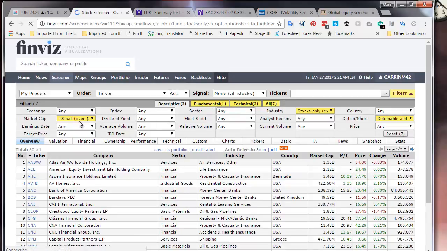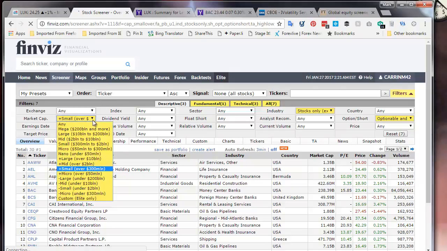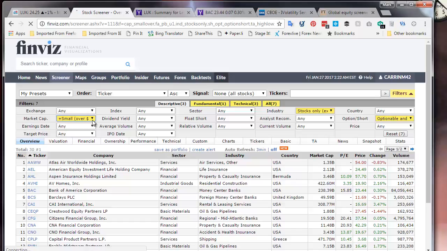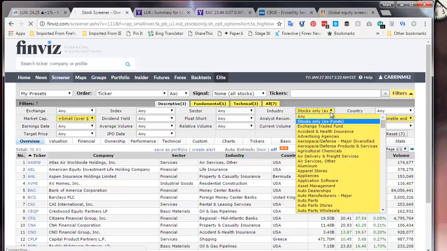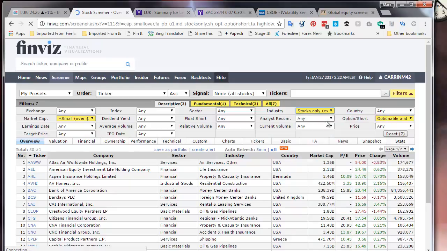I'm looking for stocks over a certain size, small, medium, large, so I basically left out the micro stocks. I'm looking for stocks only. There are options to look for exchange traded funds, which makes it interesting, and I'm looking for stocks on which I can buy options, so they must be optionable.